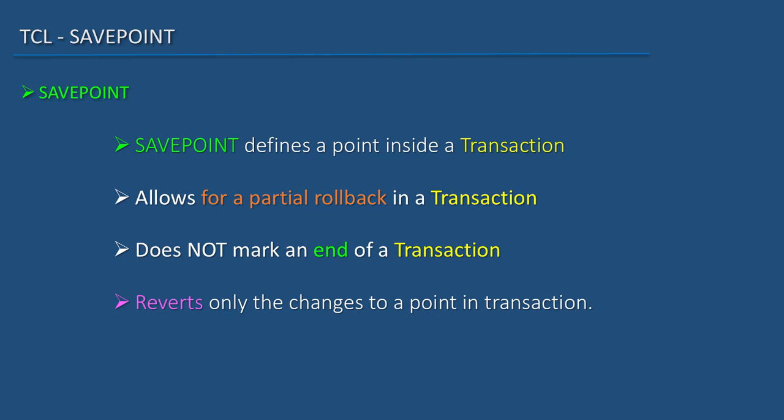Now let us look at save point. A save point defines a point inside a transaction to which we can roll back instead of rolling back all the way up to the beginning of the transaction. Basically, this allows partial rollback. This does not make an end of transaction. The DMLs that happened after the save point will be discarded.